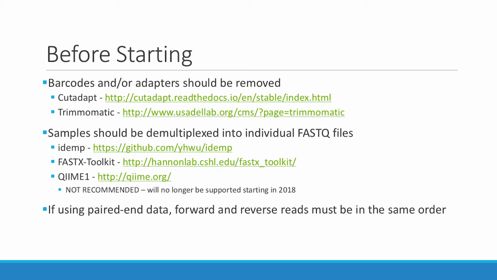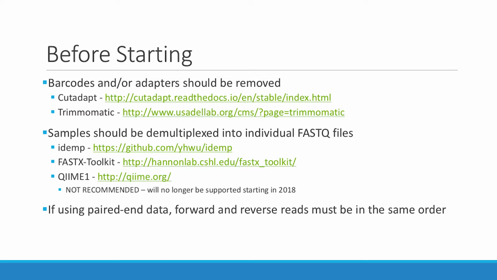Before you input your data into DADA2, barcodes or Illumina adapters should be removed. This is the case for our data, so we don't have to worry about that today. But a couple of tools that you can use are cutadapt or Trimmomatic, as Kellyanne demonstrated during her tutorial. Another thing is that samples should be demultiplexed into individual FASTQ files. So most sequencing facilities will do this for you if you provide them the barcode sequences. They can split them up for you. But sometimes you might just get a couple of big FASTQ files with a corresponding indexing read file, and you need to split them up. So here are 3 tools that you can use for that.